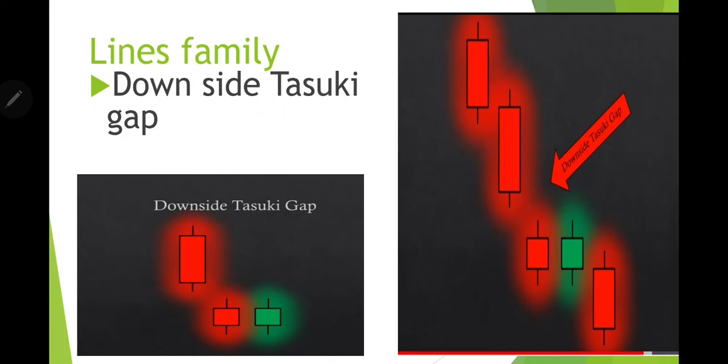Downside Tasuki gap is the mirror image of what I spoke about. Downside Tasuki gap will appear in the middle of a downtrend, signifying that it is the continuation of that bearish movement.